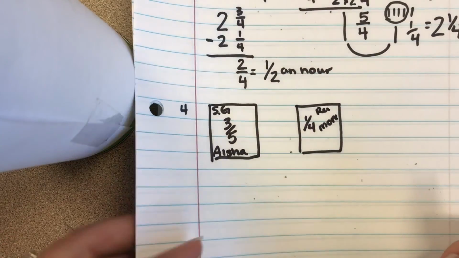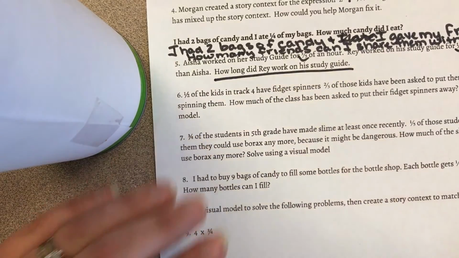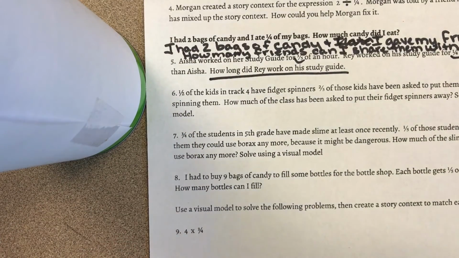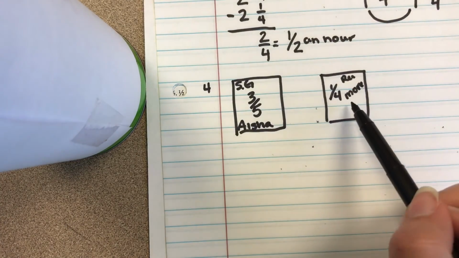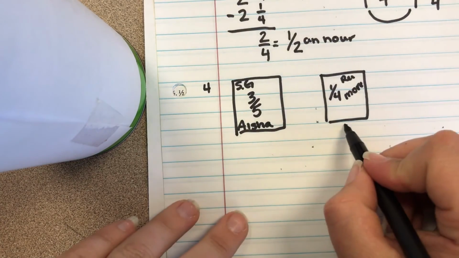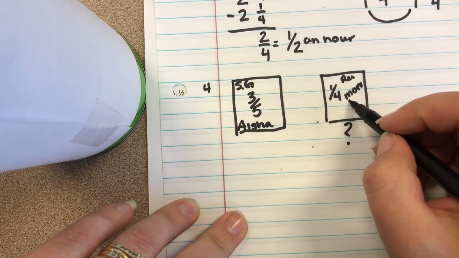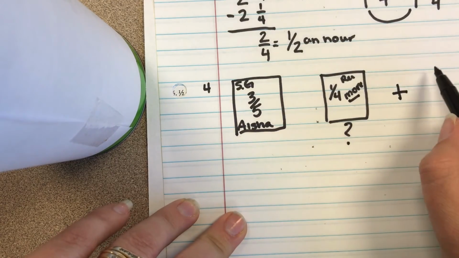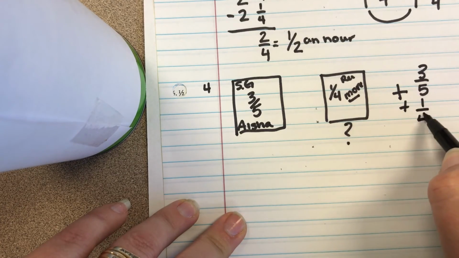More than what? The question says, how long did Ray work on it? So what was Ray's time? It was more than this. More means add. So I have to do 3/5 plus 1/4.